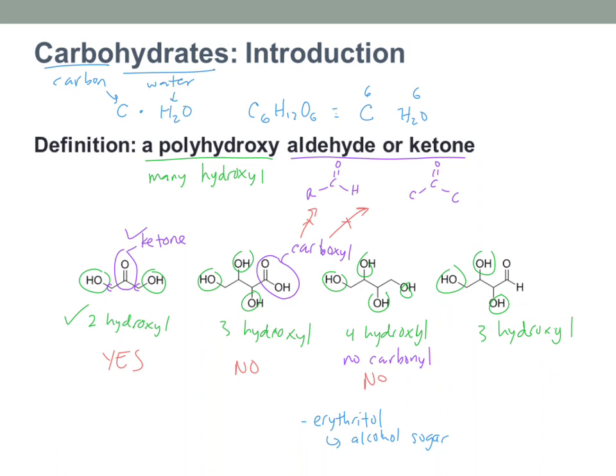I have 3 hydroxyl groups, and if I take a look at my type of carbonyl, this looks like an aldehyde. So now I have met those 2 criteria, right? This would be considered a carbohydrate because it does have an aldehyde and it does have 3 hydroxyl groups. So that's what I'm looking for. If I ask you which of these molecules is a carbohydrate, that's what I'm looking for.